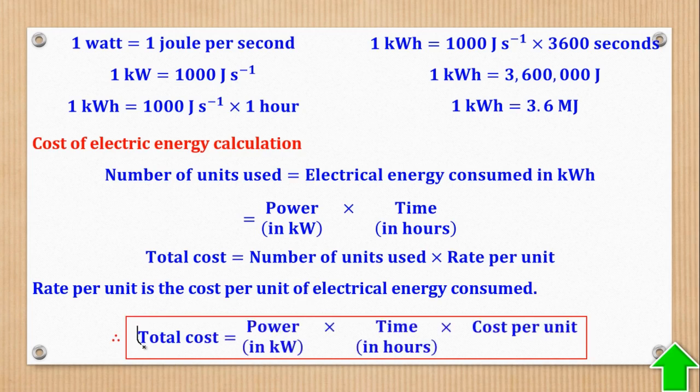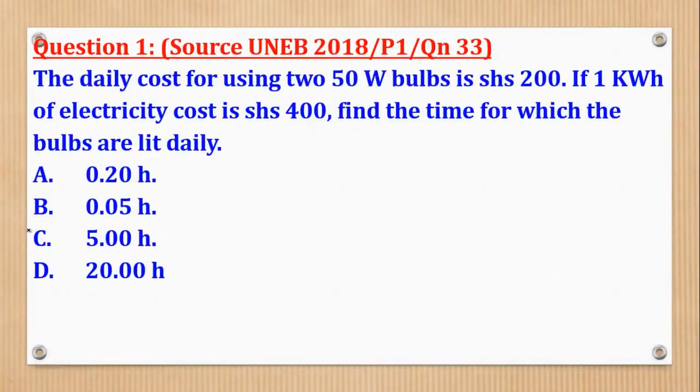That means that the formula we shall be using is that total cost is equal to power in kilowatts multiplied by time in hours, multiplied by the cost per unit. That formula is very vital and is what we shall use in this video.